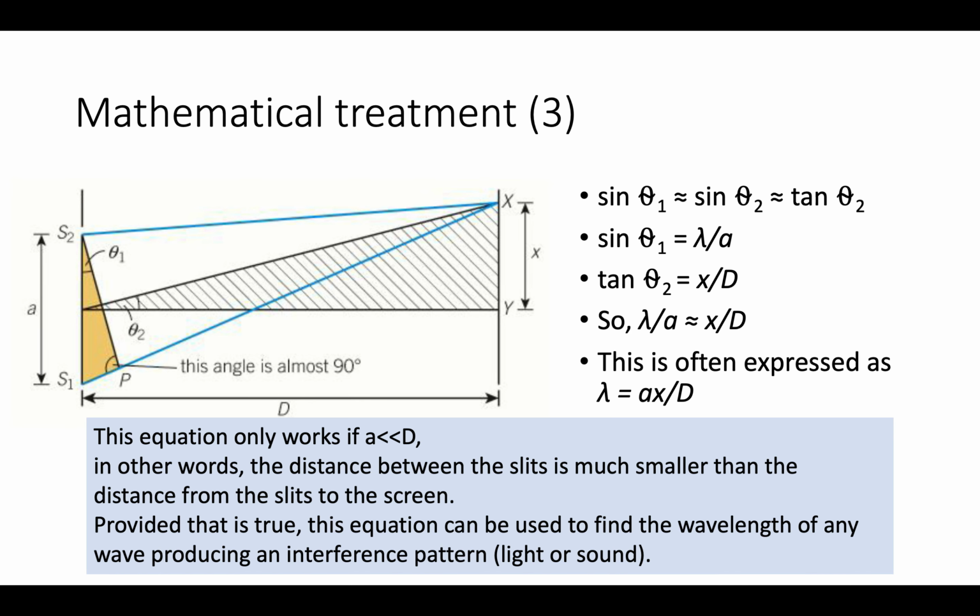Now, the big assumption with this is the equation will only work if A, the separation between the two slits, is much smaller than D, the distance from the screen to the slits. Provided that's true, you can use that equation to find the wavelength of any wave producing an interference pattern. That could be light, as I hope we'll do in the classroom in due course, or that could be sound, for example a pair of speakers connected to the same signal generator. The equation will work for both.